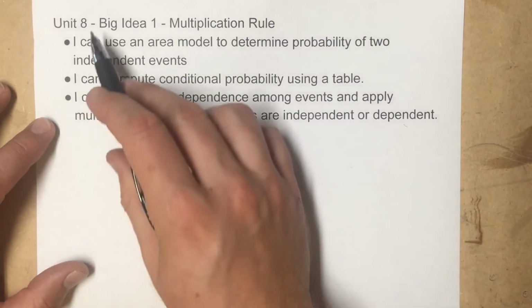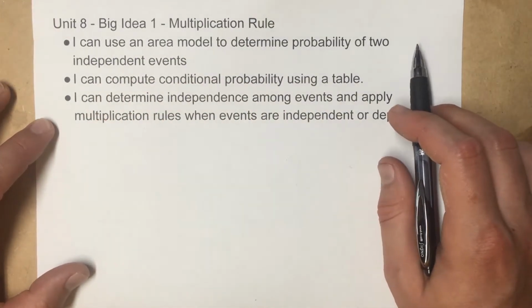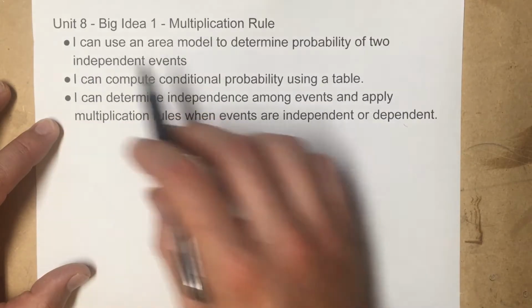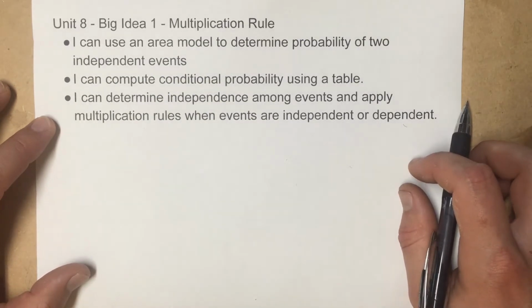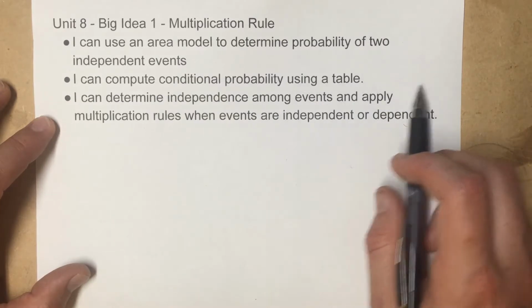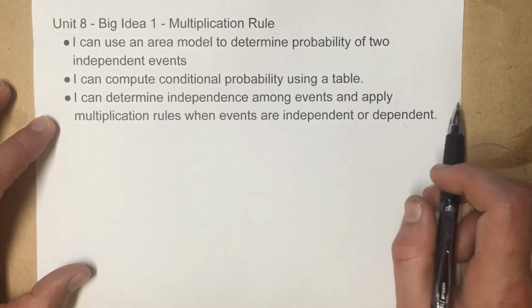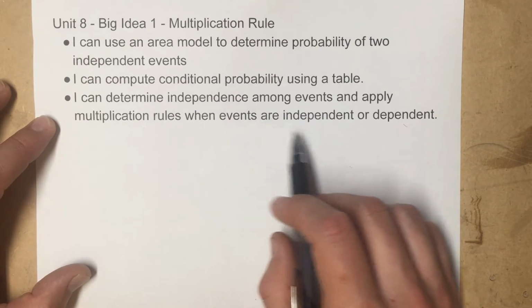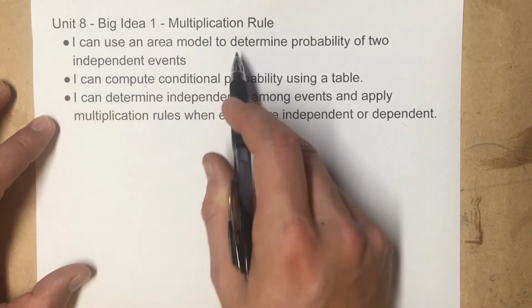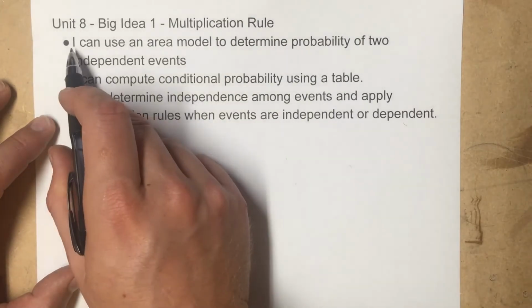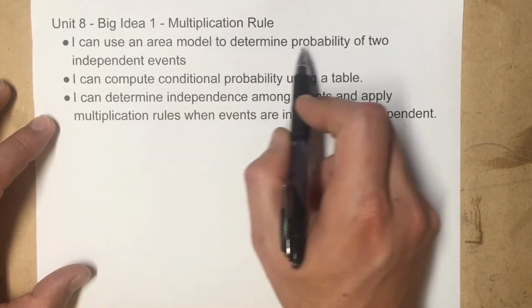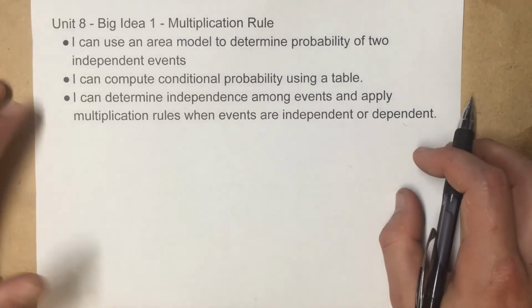Hello everybody, today we're taking a look at Unit 8, Big Idea 1, using the multiplication rule. The I can statements that go along here are: I can use an area model to determine probability of two independent events. I can compute conditional probability using a table. And I can determine independence among events and apply multiplication rules when events are independent or dependent. Now for this video, we are going to focus primarily on this first I can statement here. Figuring out how to use an area model to determine probability of two independent events.